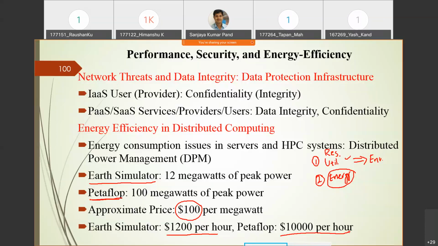So if we are paying such a cost, we have to ensure that we are utilizing our resources properly, and that the energy required to run the particular application is fruitful. Otherwise there is no use, and we are unnecessarily wasting money, right?